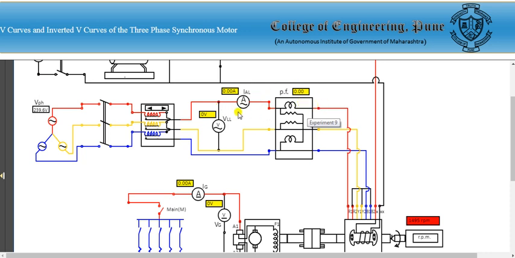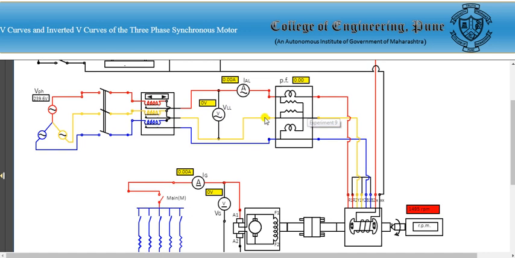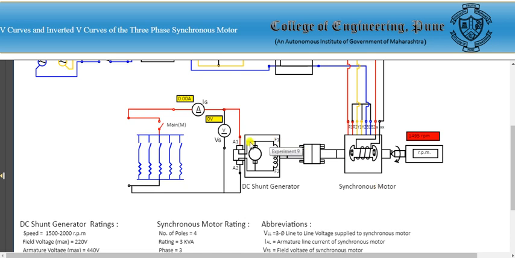This is the ammeter; line current or phase current will be measured by this ammeter, and this voltmeter reads the line voltage. And this is the shaft of the DC shunt generator. This is the coupling; the motor is coupled to the generator. This is the generator's electrical load. Currently it is disconnected, so the machine will run at no load.